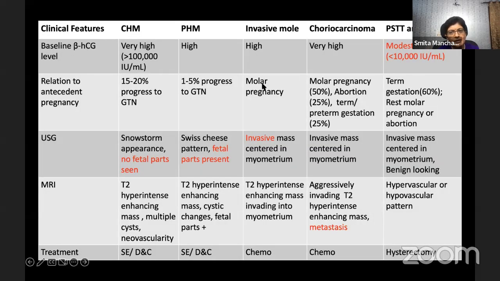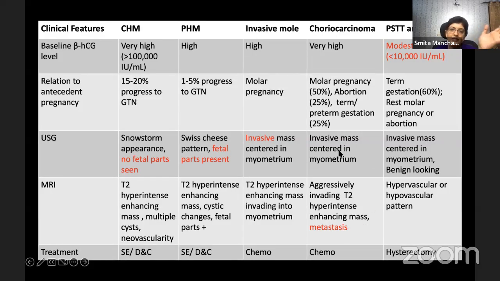So I've just made a table which is helpful. Don't take these absolute values. It's just that in complete H mole, generally very high levels, even in partial mole and invasive mole. So these are in terms of the GTD, but in PSTT and ETT, there are relatively lower levels. So snowstorm appearance in complete mole, Swiss cheese pattern with fetal parts in the partial mole, invasive mass in myometrium, invasive mole with metastasis, then it is choriocarcinoma.